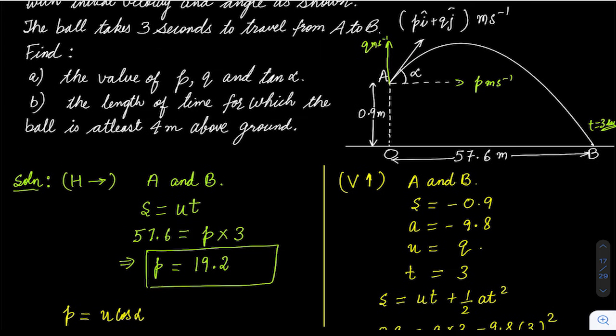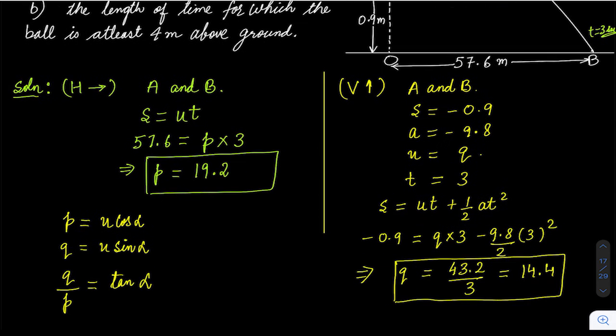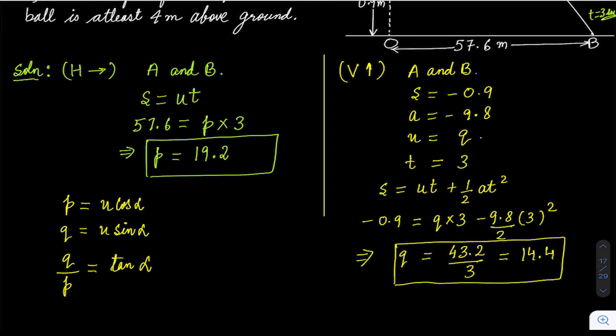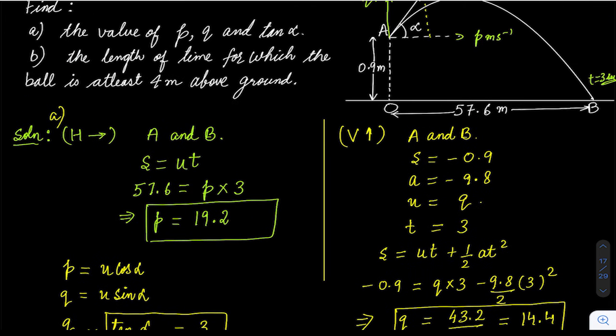Anyways, you can see that directly from the diagram also. Tan alpha is nothing but q divided by p, vertical divided by horizontal, which is coming out to be 3 over 4. So tan alpha value is 3 over 4. So that is my A part. I needed to find the values of P, Q and alpha.